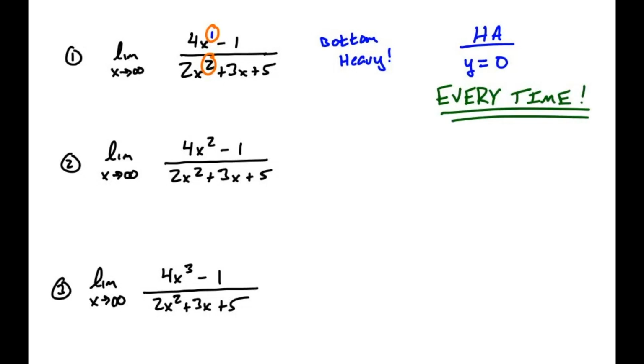Can't stress that enough. If we take a look at this second example, you'll notice the degrees in the numerator and denominator are the same. Now, I like to call this a balanced rational function because the degrees are balanced. And every time this happens, as x approaches infinity, when x gets larger, I'm going to square it in the numerator and I'm going to square it in the denominator. So they're both going to grow at the same rate. So the x squareds are kind of going to cancel each other out, leaving us just with the coefficients.